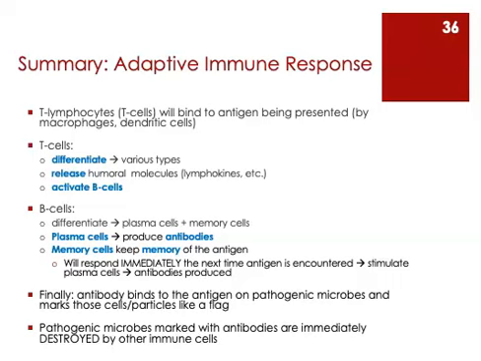Finally, the final action of the adaptive immune response is the destruction of the pathogen. The antibodies that are produced will bind to the antigen on those pathogenic microbes, and it essentially marks those cells or those viral particles, just like a flag. The pathogenic microbes that are marked with antibodies, marked with those flags, will then be immediately recognized and destroyed by other immune cells.